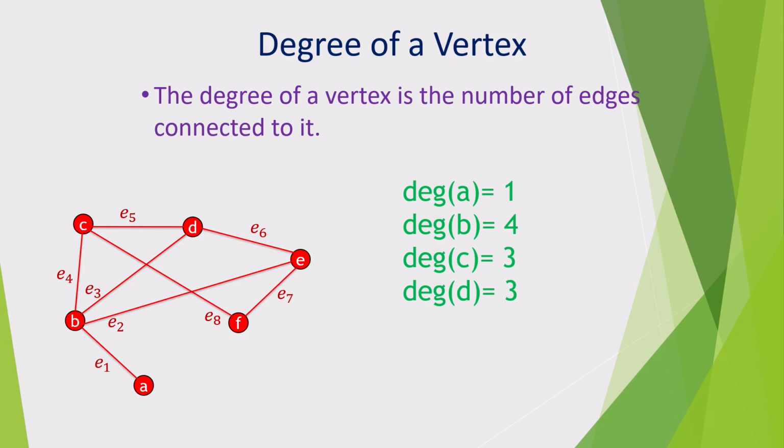If you count the number of edges incident on vertex E, it will be 3, and these three edges are E6, E2 and E7. Therefore the degree of E is also 3. And for vertex F, there are two edges incident on F, E7 and E8. Therefore the degree of F is equal to 2.